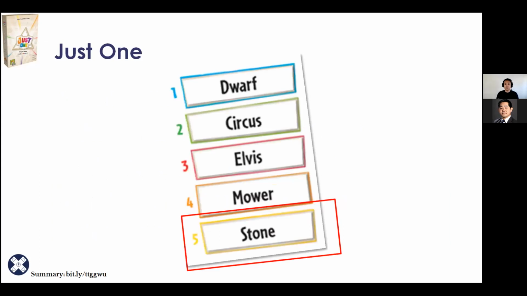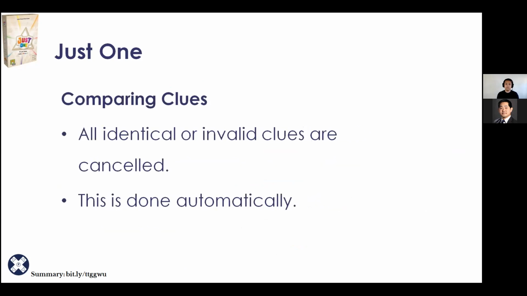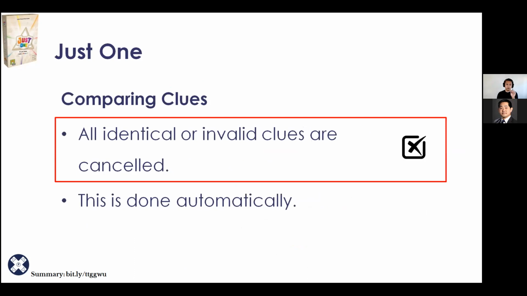So let's go back to my card. The word I'm trying to guess right now is stone. I'm trying to guess stone, and my teammates are going to try to help me. So with stone, let's say one of my teammates writes the clue rocks. Okay, that works. That's a pretty good clue. Now we're going to compare clues with each other. Remember what I said before, all identical or invalid clues are going to be canceled.